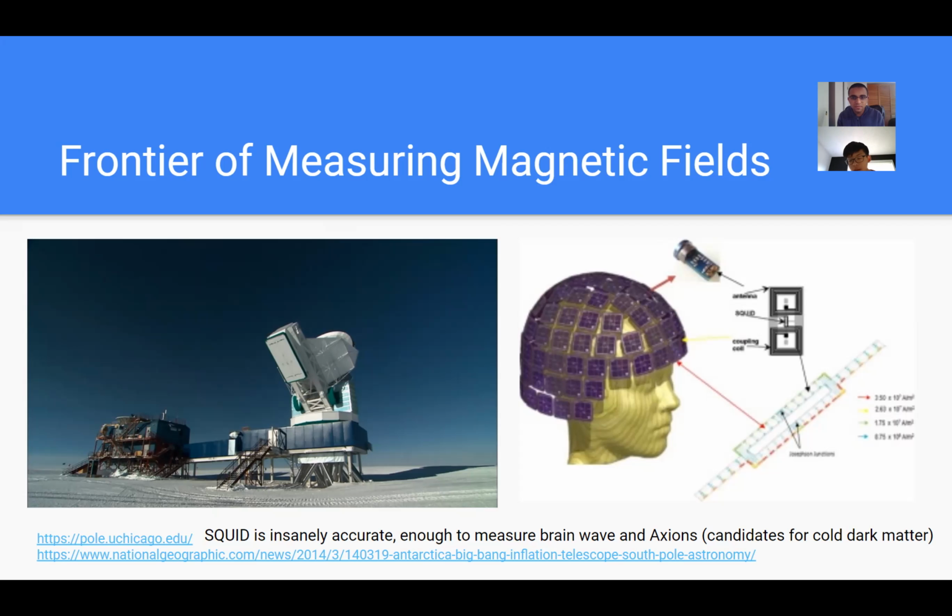It's so precise that it can detect very minuscule brain waves. The South Pole Telescope has some 12,000 SQUID detectors, so it's very accurate, and it can detect candidates for dark matter, a particle called the axion.